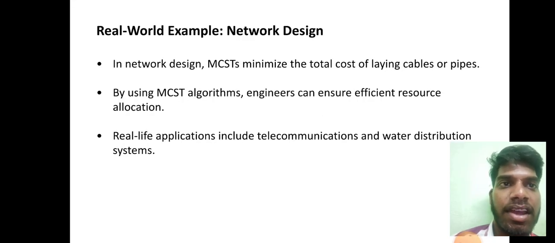In network design, minimum cost spanning trees minimize the total cost of laying cable or pipes. By using minimum cost spanning tree algorithms, engineers can ensure efficient resource allocation. Real life applications include telecommunications and water distribution systems.